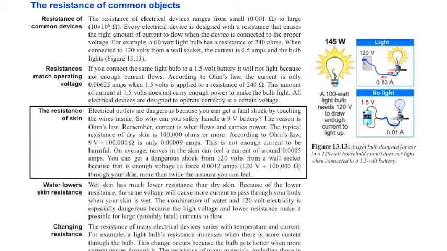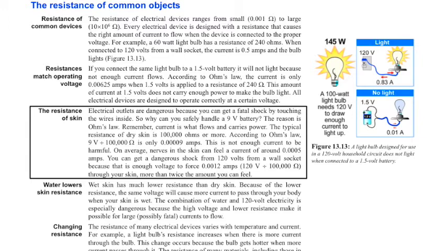Remember, current is what flows and carries power. The typical resistance of dry skin is about 100,000 ohms or more. According to Ohm's law, 9 volts divided by 100,000 ohms is only about 0.00009 amps, which is 90 microamps. This is not enough current to be harmful.